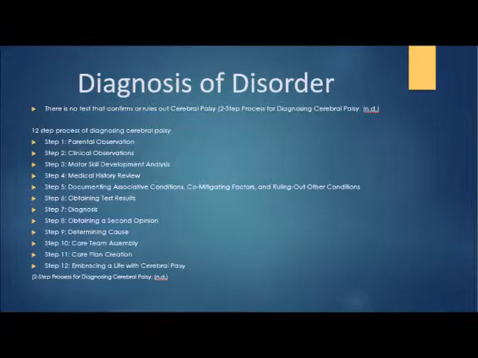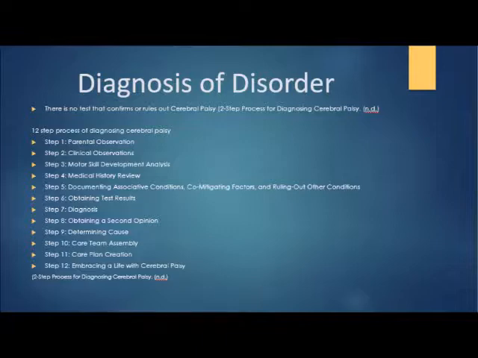Step 5 is documenting associative conditions, co-morbidities, and ruling out other conditions. The medical examination process can involve multiple doctors, tests, and appointments, and during this time, doctors will rule out other similar conditions, such as degenerative nervous disorders, genetic diseases, muscle diseases, metabolism disorders, nervous system tumors, coagulation disorders, or other injuries or disorders that may delay development.